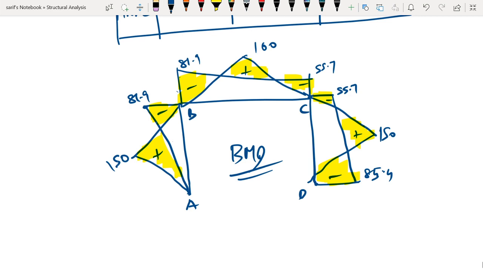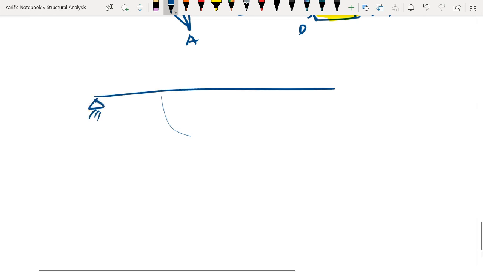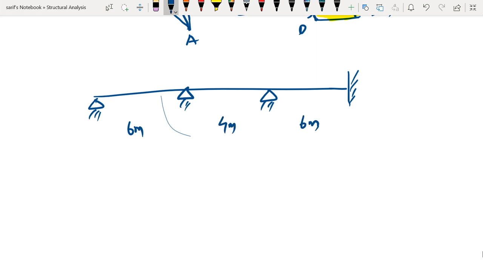Now the same problem can be seen as a continuous beam. If you want to see the same problem as a continuous beam, all you have to do is express it in this fashion. This span is 6 meter, this is also 6 meter, and this is 4 meter. So A, B, C, and D, the loads are all central, and each has a magnitude of 100 kilonewton.